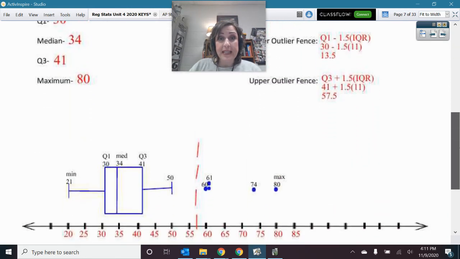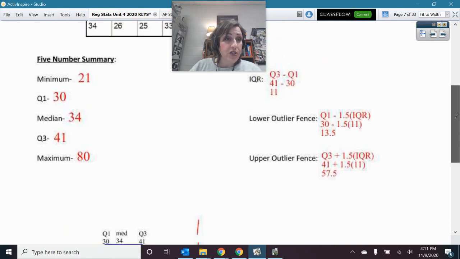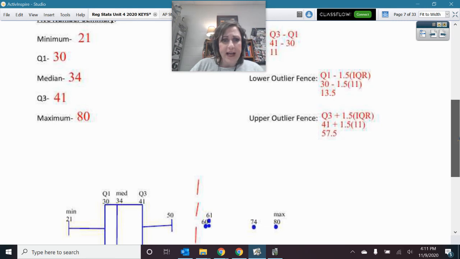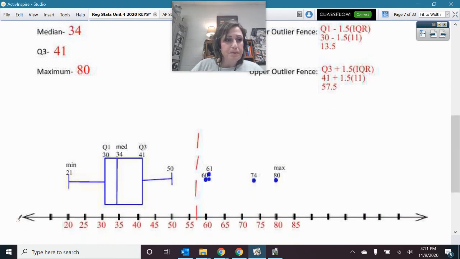Let's do it. Scale, box, fences, whiskers. My scale just went from 20 to 80, so I may have gone by 5s. Let's see here. Yep, I went by 5s. 20 up to 85, went by 5s. Scale, box. There's my box, my Q1 to Q3 with the median in the middle. Fences, no lower fence needed, but the upper fence is at 57.5. Fences, whiskers, and of course, my lower whisker goes to the min, but my upper whisker goes to the next piece of data inside the fence, and that was 50.